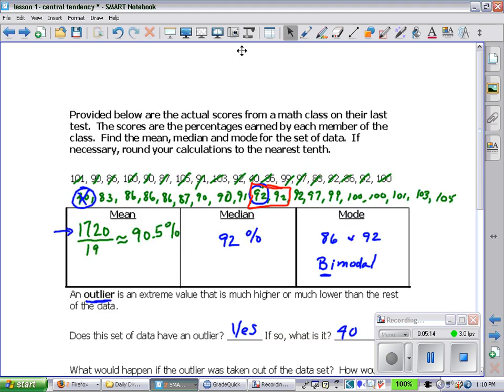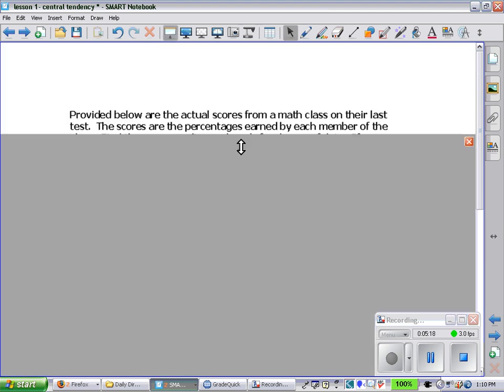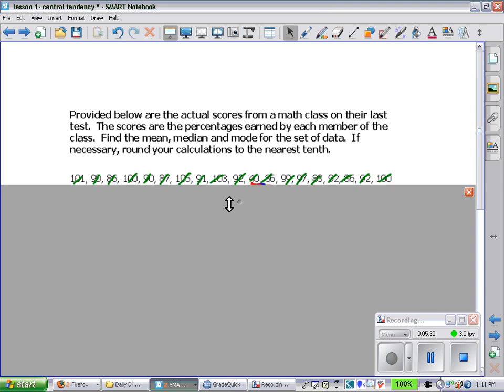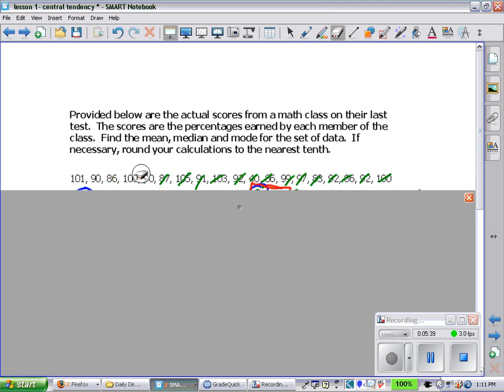let's take a look at this in more detail. I'm going to cover up here for a second because this is the second time I've done this because the first time messed up. So it says provided below are the actual scores from a math test on their last test. The scores are the percentages earned by each member of the class. Find the mean, median, and mode for that set of data. So let me erase this here for you so we can see these clearly. So here are our scores.